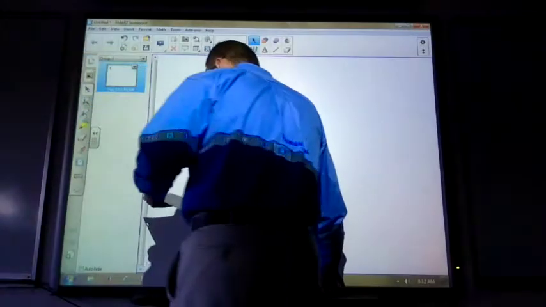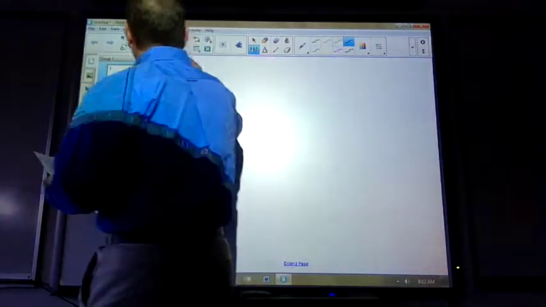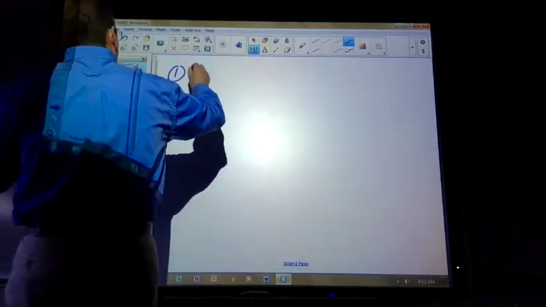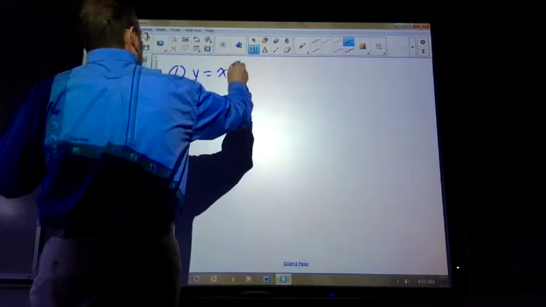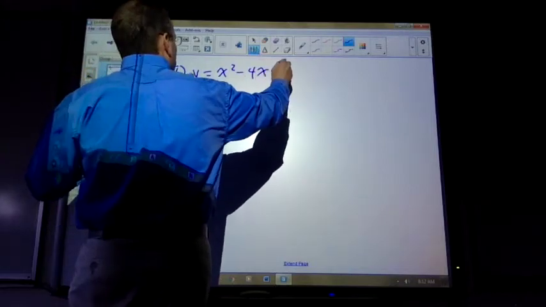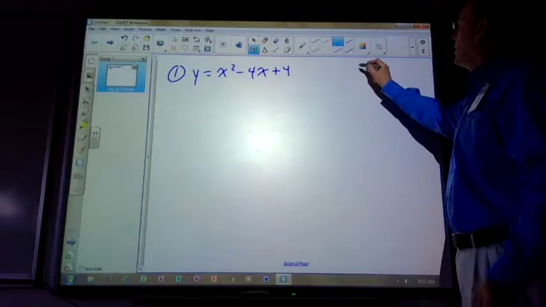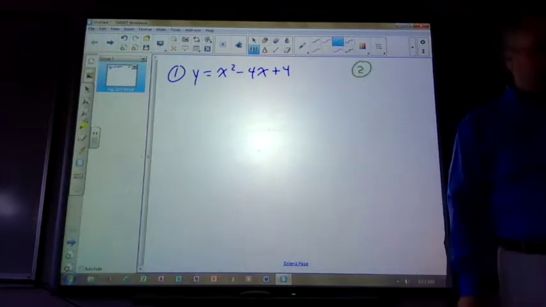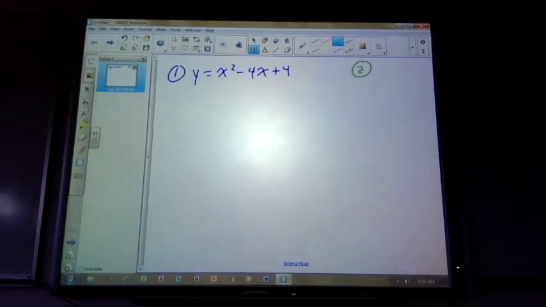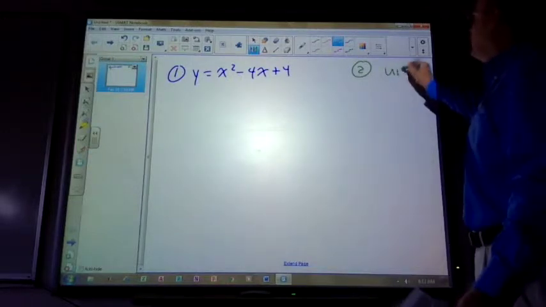So let's take a look at the first problem. Problem number 1 says this. Y equals x squared minus 4x plus 4. So let's go through and let's see if we can answer these questions. Letter A. Does it open up or down? Up. Why? A is positive. Where's the A value, Mac? Yeah, the value in front of x squared. So this opens up. Okay?